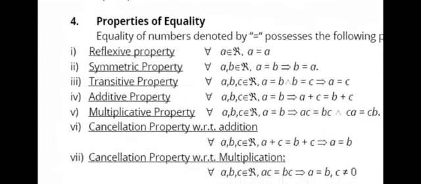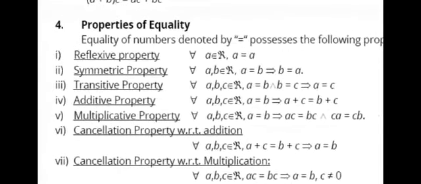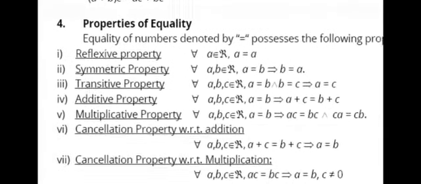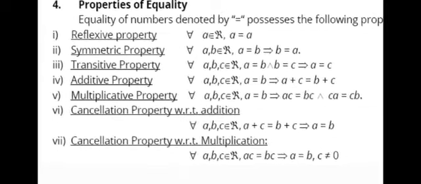Next, properties of equality. And first property is reflexive property. For all real numbers, if you have a real number 2, so 2 is equal to 2, 2 is not equal to 3. कौन सा नंबर लेंगे वो उसी के इक्वल होगा, वो किसी दूसरे के इक्वल नहीं होगा.